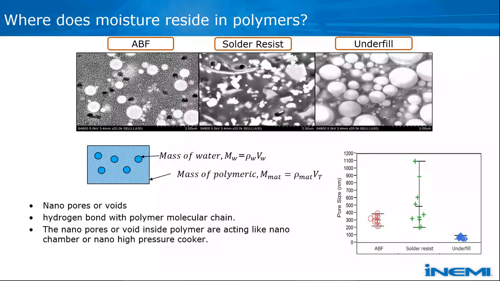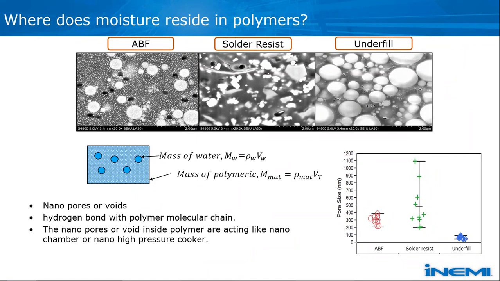Now we may think, where does the absorbed moisture end up in the polymers? Well, if you look closely, these polymers will actually have very tiny, nano-sized pores or voids that are shown in this slide here. So here we have a couple of different packaging materials, and the voids that we're referring to are the red dots in the pictures. And these void sizes may vary between materials, but they are in the range of a couple of 100 nanometers.